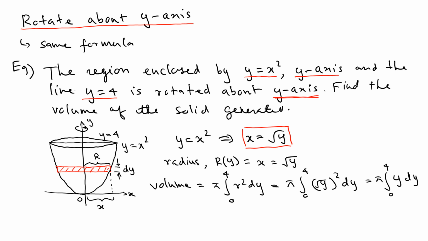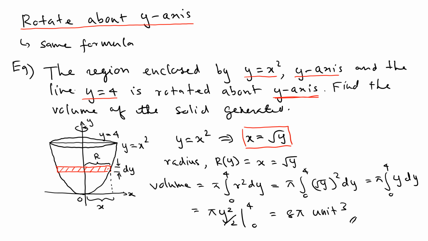Very simple integral. So that means it is pi times y squared over 2 evaluated at 4 and 0. So when you plug in 4, you get 16 divided by 2. So it's going to be 8. So it is 8 pi units cubed. Okay, so it's a very simple problem, but this is how it works.